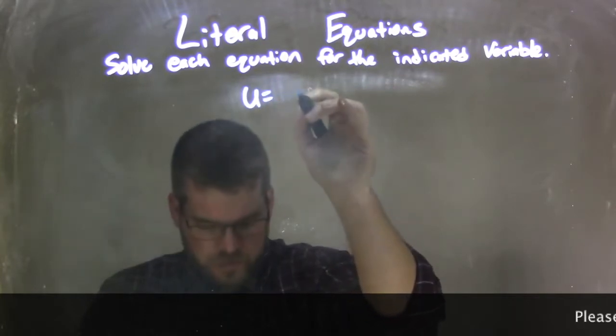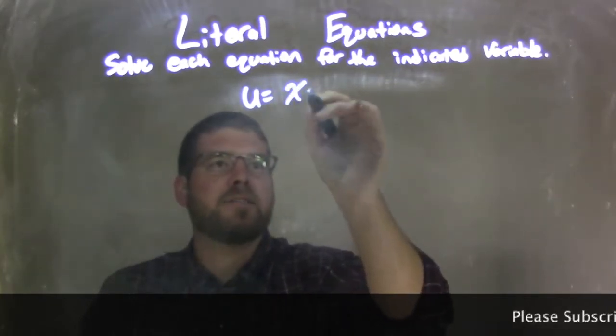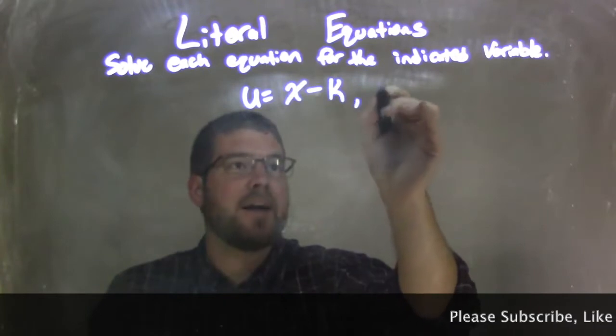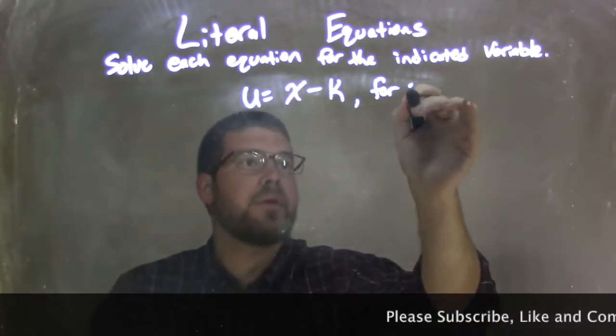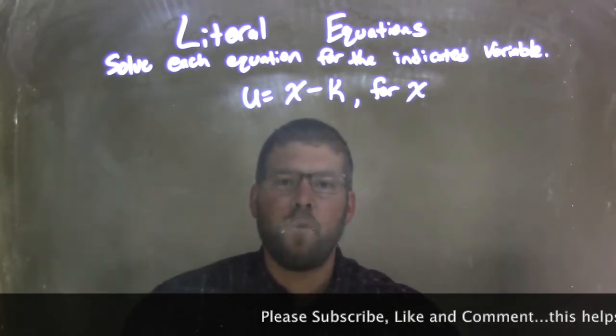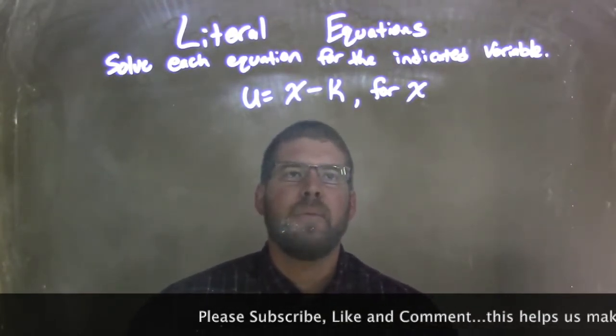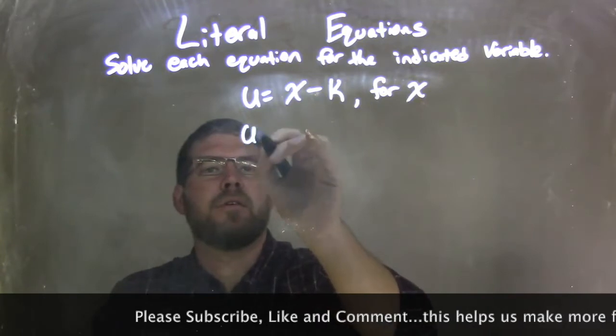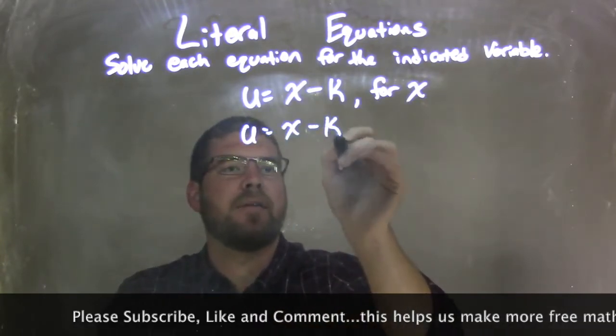u equals x minus k. I need to solve that for x. Okay, so u equals x minus k. I need to solve that for x. Well, my first step here, I'm going to rewrite this equation so it's by itself, so x minus k here.